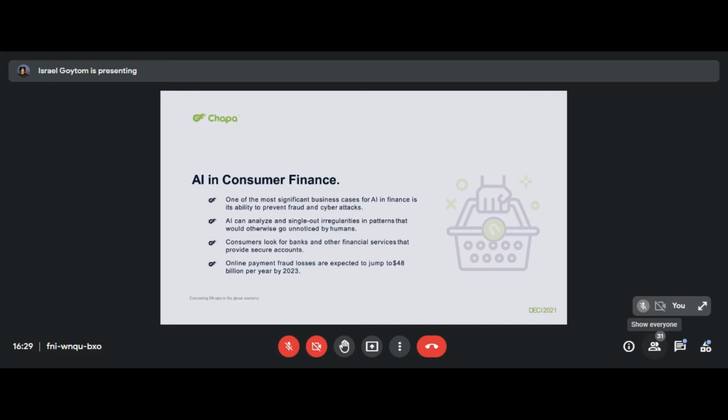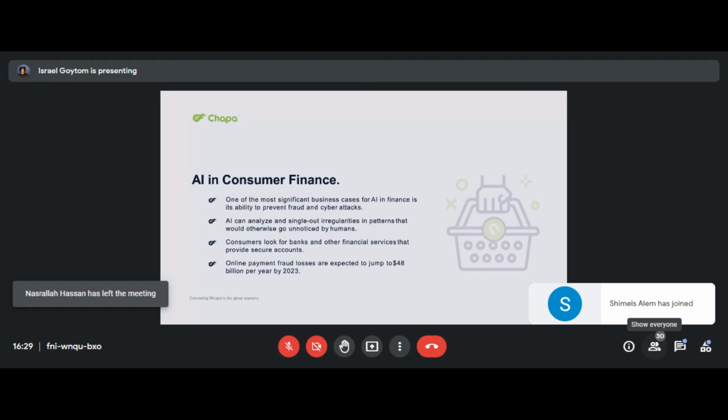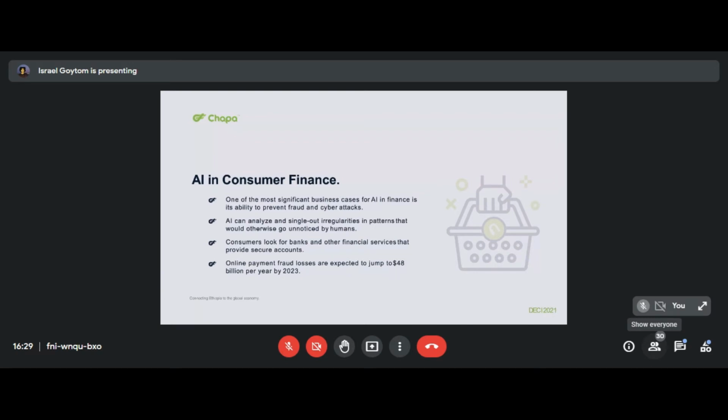The other concept is AI in consumer finance. One of the most significant business cases of AI is fraud detection. Since we're doing a payment gateway and other services, we're trying to build an in-house fraud monitoring and fraud detection system. AI can analyze and single out irregularities and patterns that would otherwise go unnoticed by humans, such as suspicious transactions.